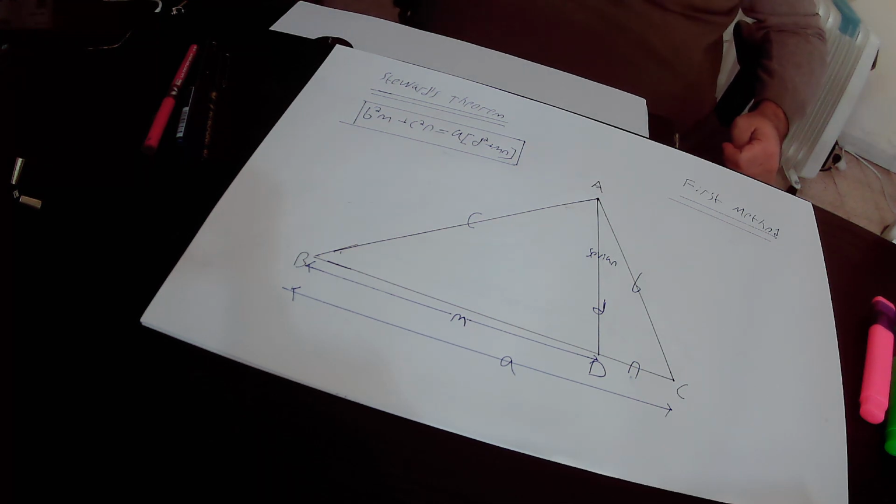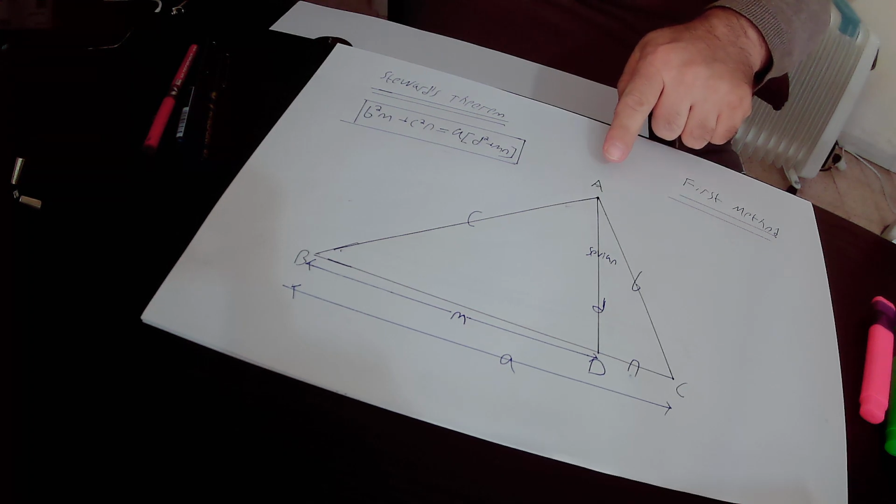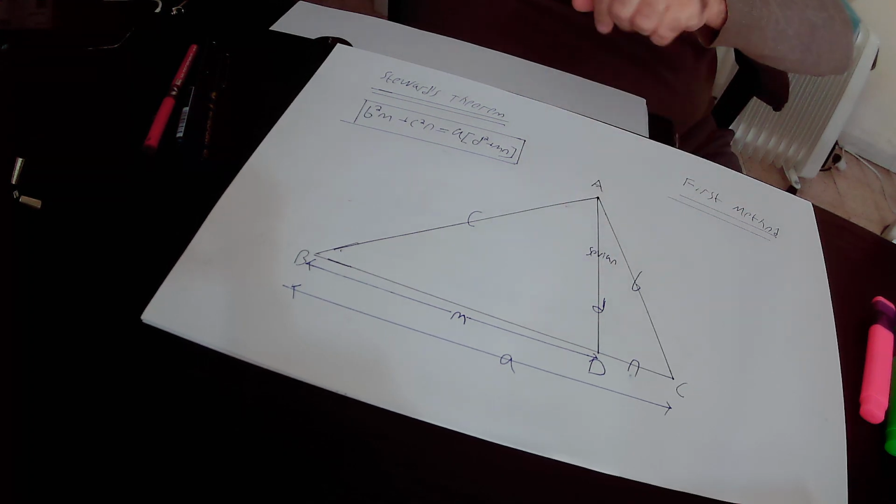Okay, so we prove the first one in the first method. In the first method, we'll do a construction from the vertex A of triangle ABC. We'll draw a perpendicular on side BC.